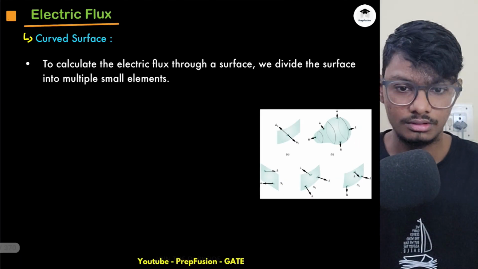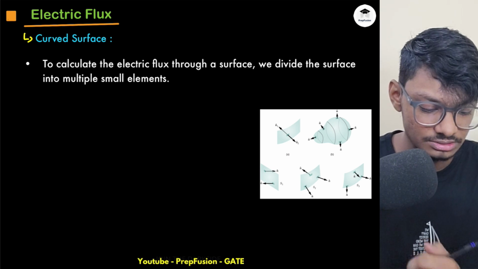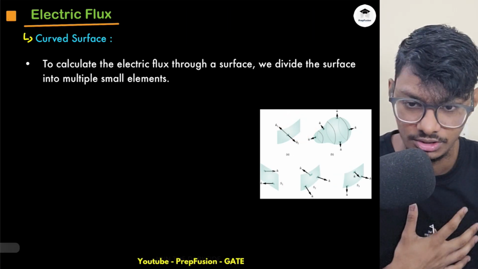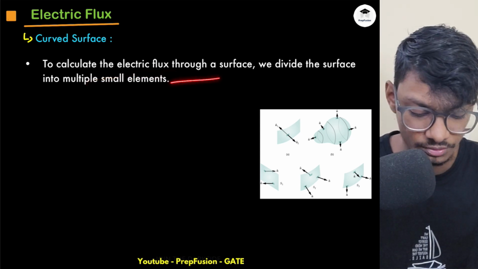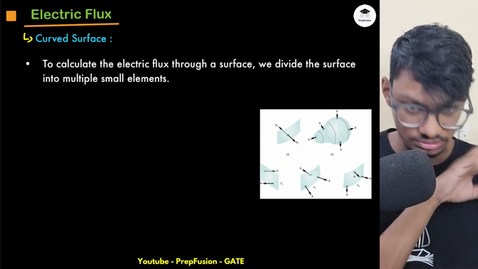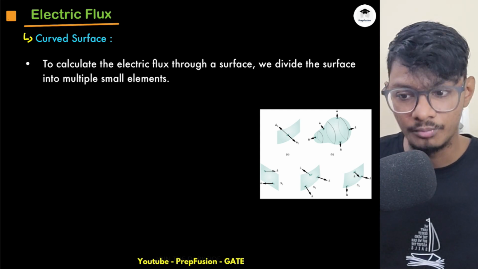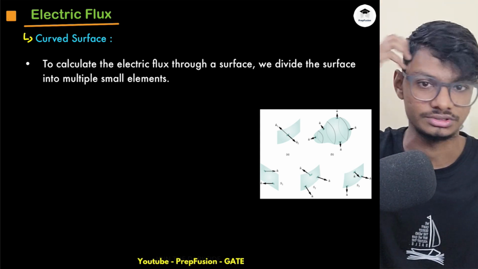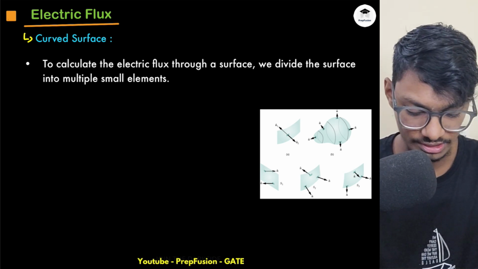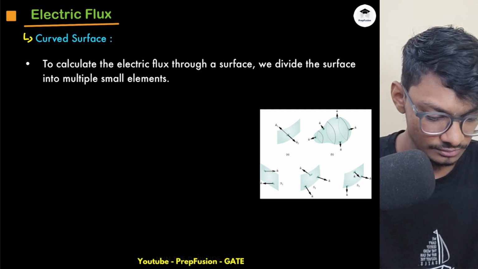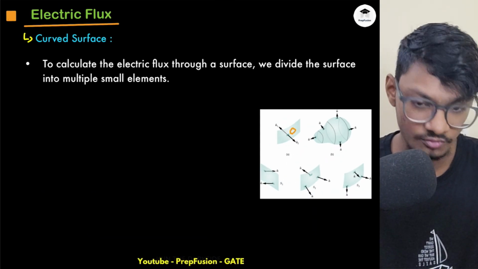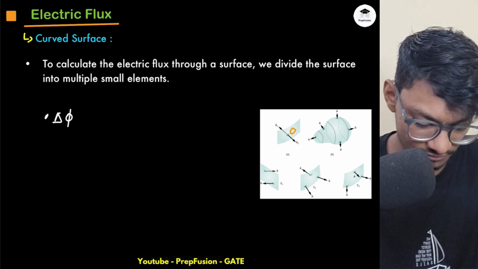Now, how do you compute flux? For a single surface it is fine, but how do you compute flux for multiple surfaces, for a curved surface? To calculate electric flux through a surface, we divide the surface into multiple small segments and then calculate the overall sum of that. Just like how we computed electric field intensity and force, right? We took small components of charges, then added them up. So here I will divide the surface into small areas, and each of them will produce some electric flux.